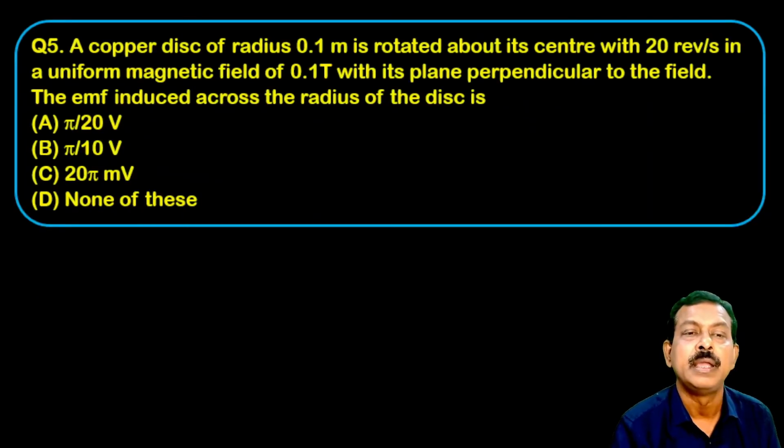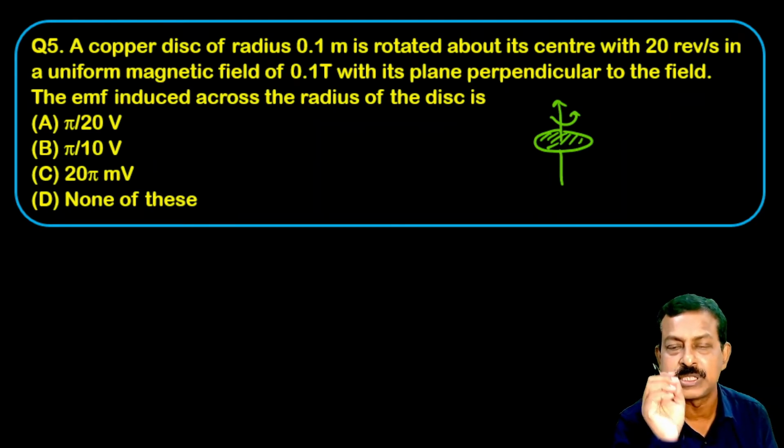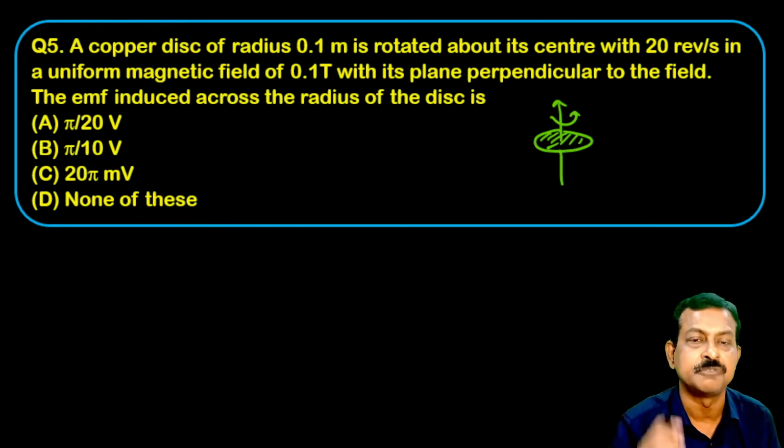Next question. A copper disc of radius 0.1 meter is rotated about its center with 20 revolutions per second in a uniform magnetic field of 0.1 Tesla with its plane perpendicular to the field. Find the EMF induced across the radius of the disc. So here, if you have a disc and you are rotating it about this axis where its plane is perpendicular to the magnetic field, the EMF which is developed across its radius is basically from the center to a point on the circumference.